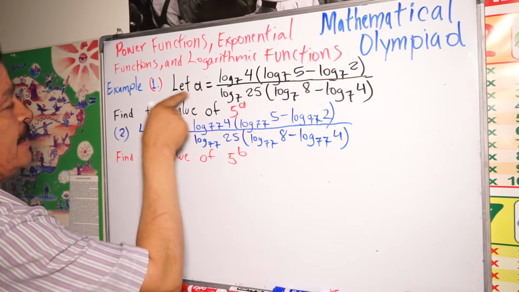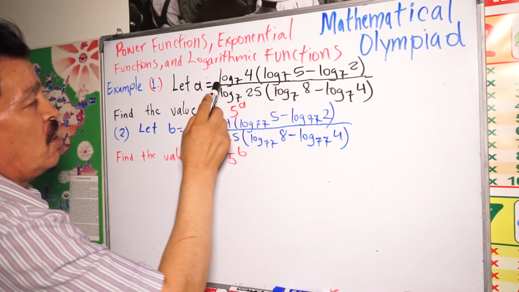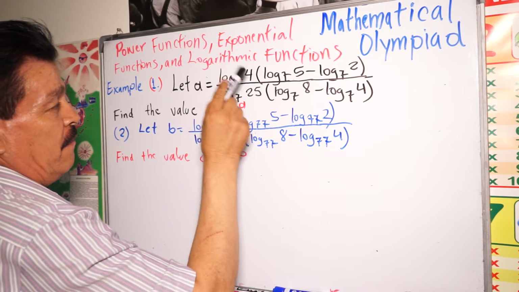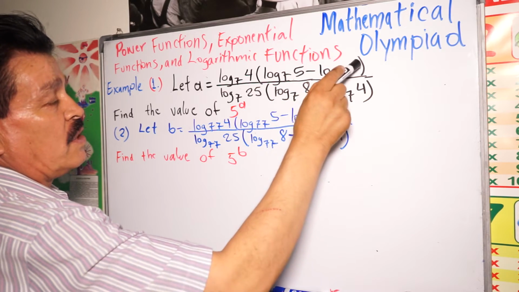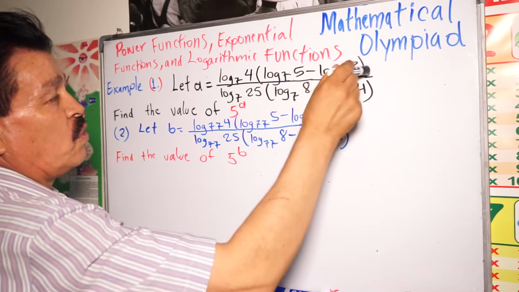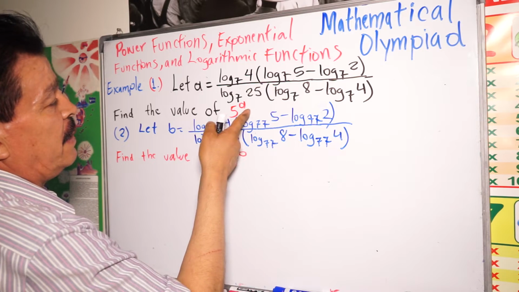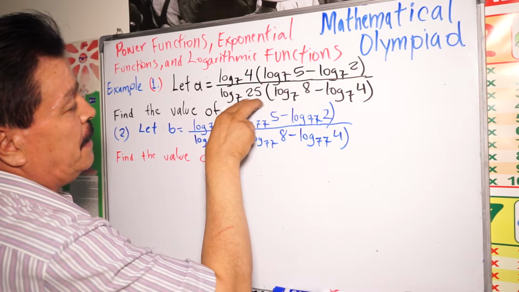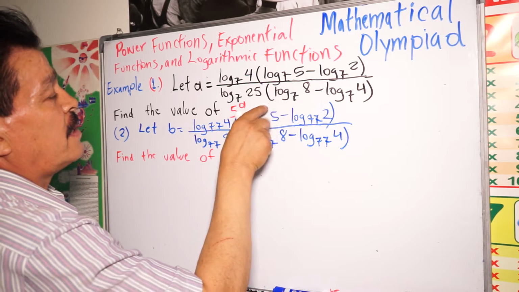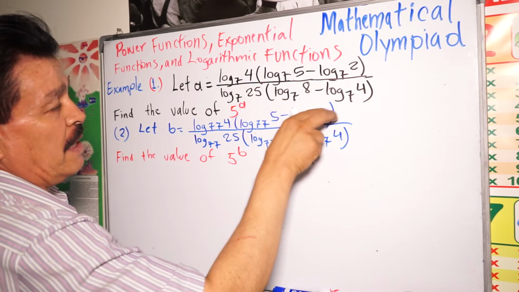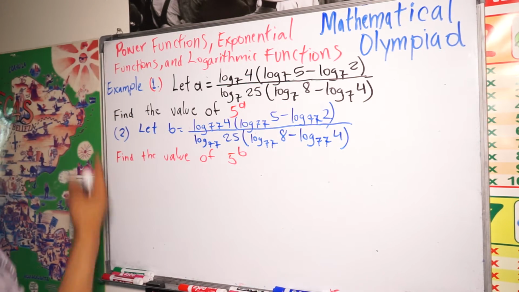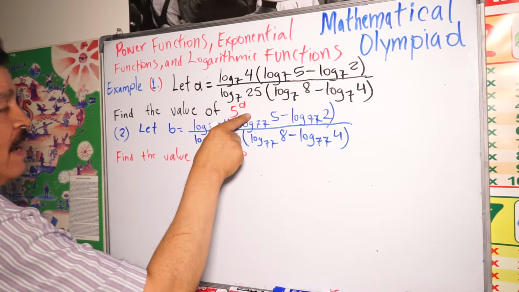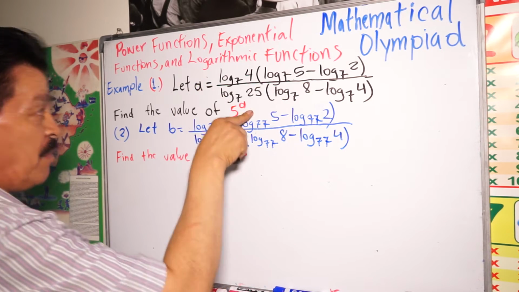Number one: let A equal log base 7 of 4 times log base 7 of 5 minus log base 7 of 2, over log base 7 of 25 times log base 7 of 8 minus log base 7 of 4, times 4. Find the value of 5 to the A power.